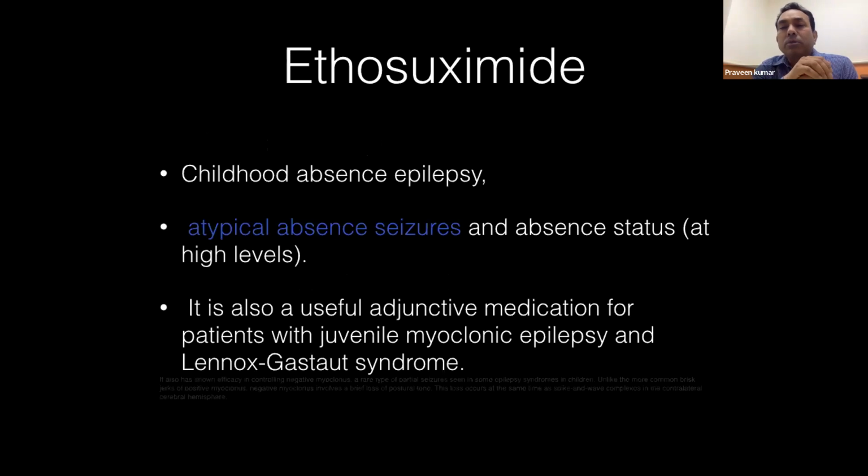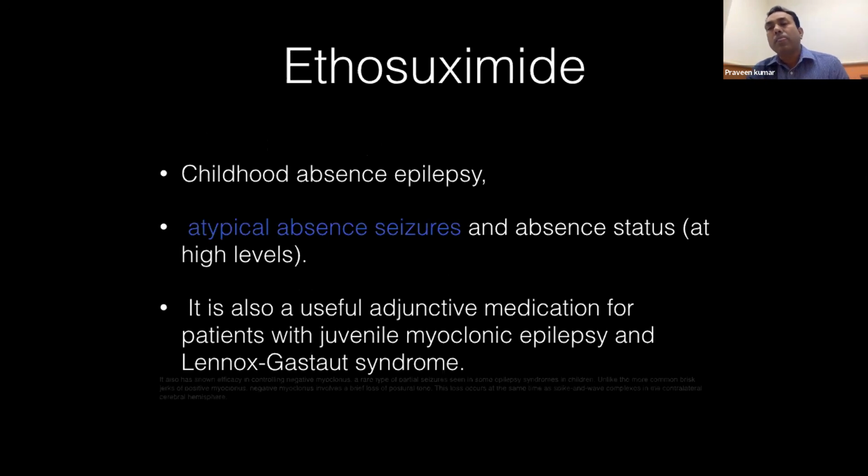And apart from childhood absence epilepsy, for which it is the number one medicine, it can also be used in cases of atypical absence epilepsy and absence status. Sometimes it has been found to be useful in cases of JME and Lennox-Gastaut syndrome. I have not used it much in these cases, but it is a drug.